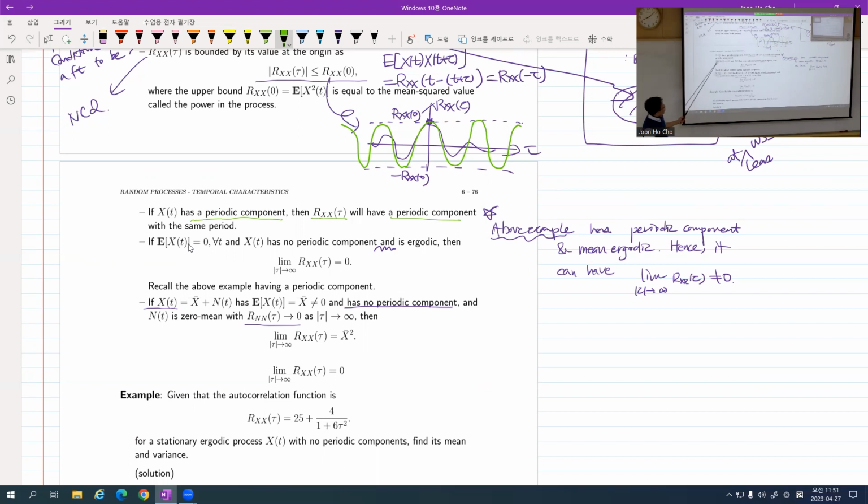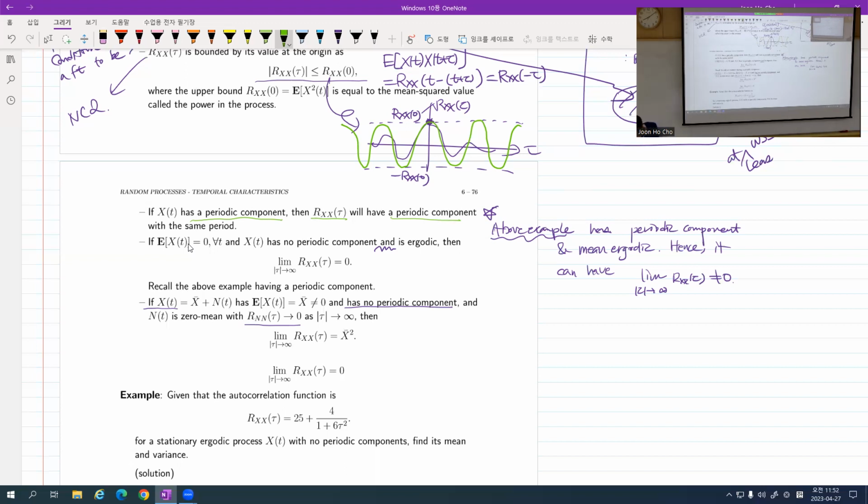Anyway, let's see if the ensemble mean is 0 for all t and there is no periodic component. This condition excludes our special example, right? Because our special example, even though it has 0 ensemble mean, due to the random uniform theta, which you can easily show, has a periodic component. So let's ignore this cosine function. In that case, what does this property say? If ergodic, then interestingly, the autocorrelation function goes to 0 if you increase the delay.